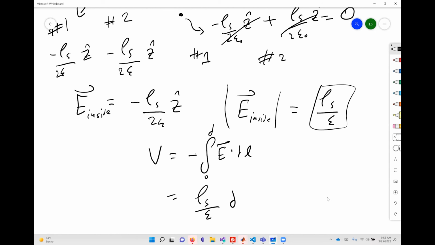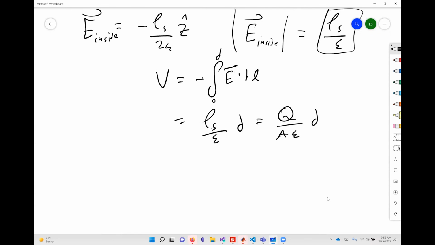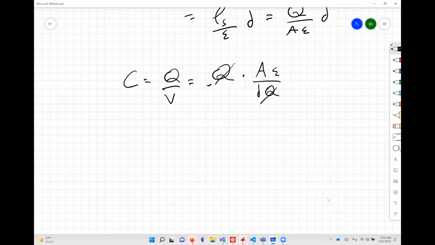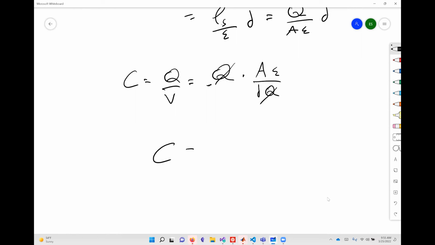I'm ready to write the capacitance, but I still want to relate things to the structure. So rho S, what is rho S? Rho S is the total charge of the plate over A. And now I'm ready. So what is C? C is Q over V. What is 1 over V? 1 over V is A epsilon over d Q. Q cancels with Q. So I end up with a capacitance of a parallel plate being epsilon A over d.